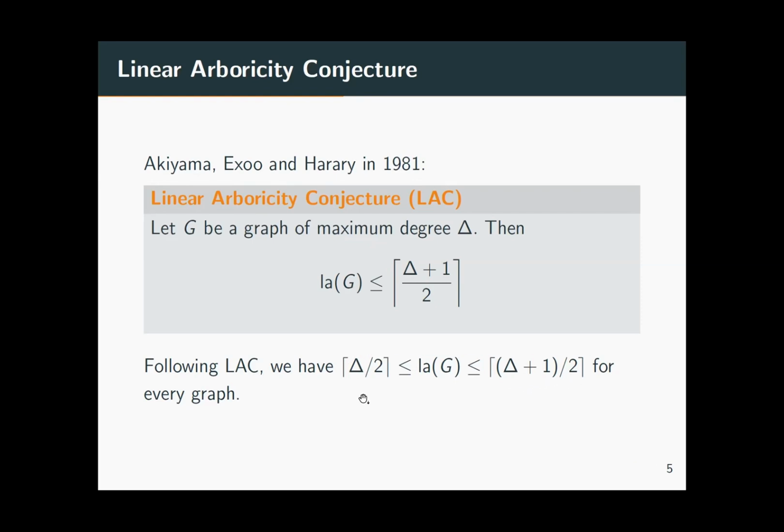And we can see here, if the maximum degree of G, delta, is odd, it will only have one value here, right? And if delta is even, then the linear arboricity of G is either ceiling of delta over 2 or ceiling of (delta plus 1) over 2. So it's kind of like the edge coloring problem.